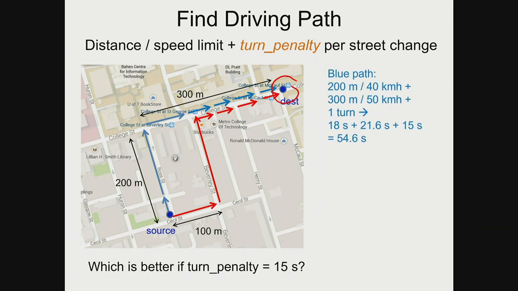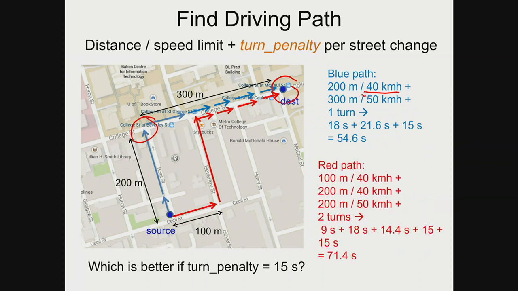Then if we take this blue path, we've got 300 meters on College, a relatively major street. Let's say its speed limit is 50 kilometers an hour. We've got 200 meters that we went north on a smaller street. Let's say its speed limit is 40 kilometers an hour. And then we turned once. We turned right there. So if we add all that up, we get 54.6 seconds.